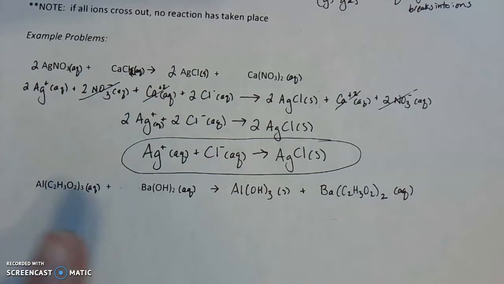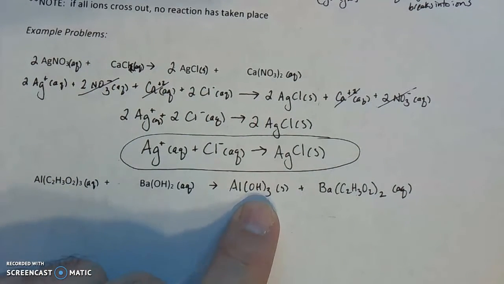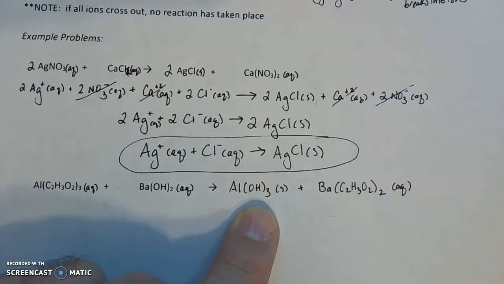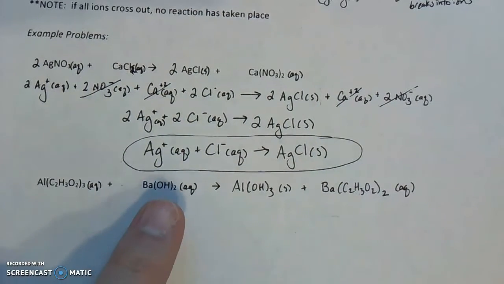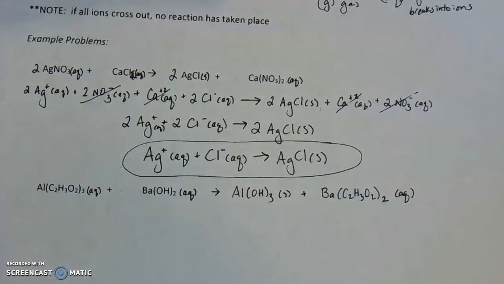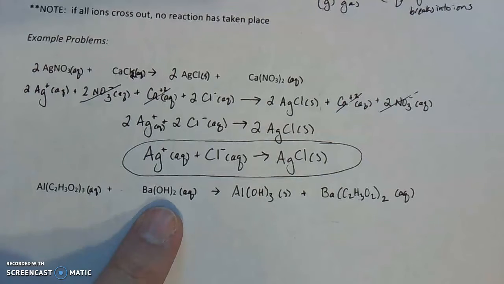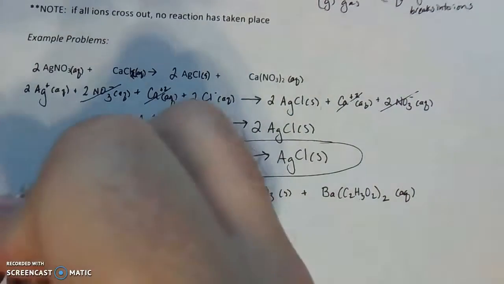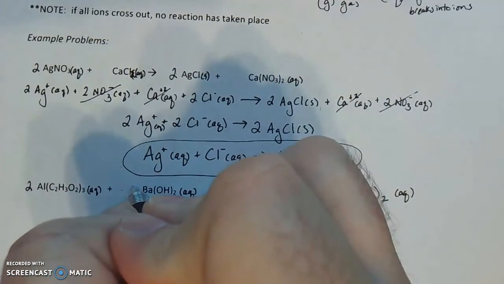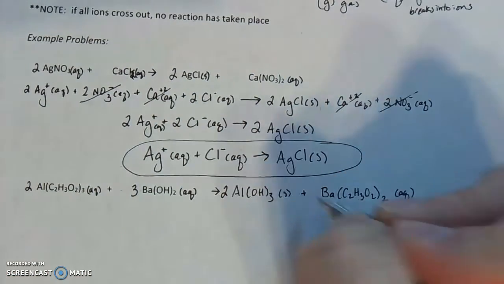So aluminum and barium swap places. Aluminum pairs up with hydroxide, and we write the correct formula for that. It is insoluble. It's a weak base, so we put an S after it. And here, barium acetate is aqueous. It's a soluble salt. Barium hydroxide and aluminum acetate are both AQ also, this being a strong base. So now that we have that, we have to balance this reaction. To balance this one, we have to have a 2, 3, 2, 3.